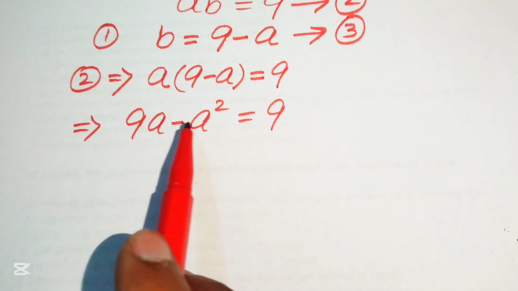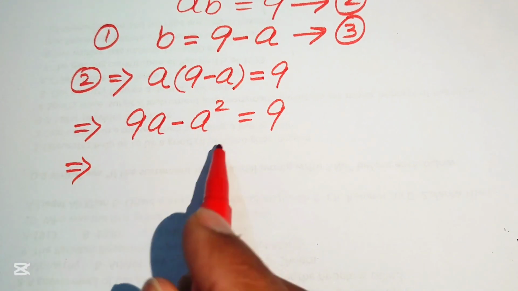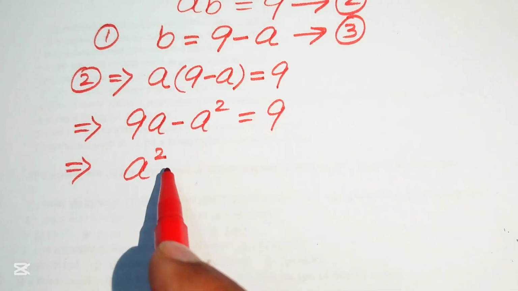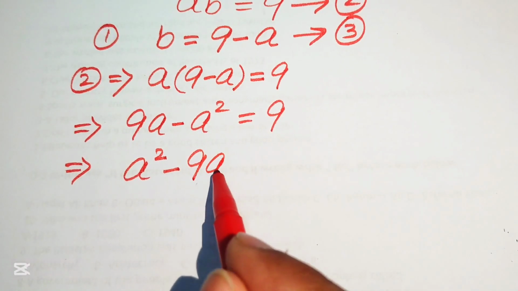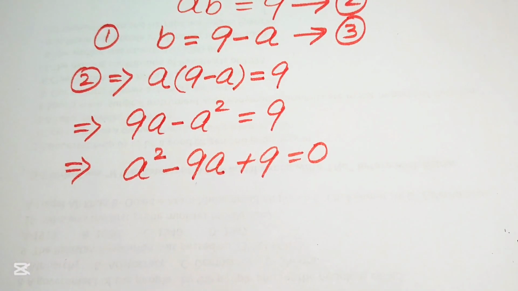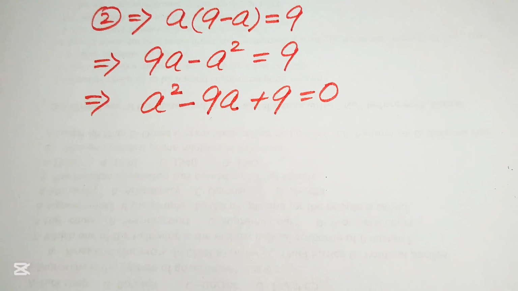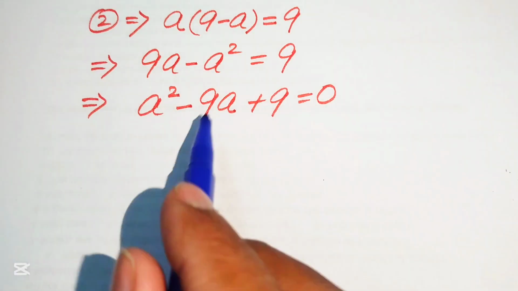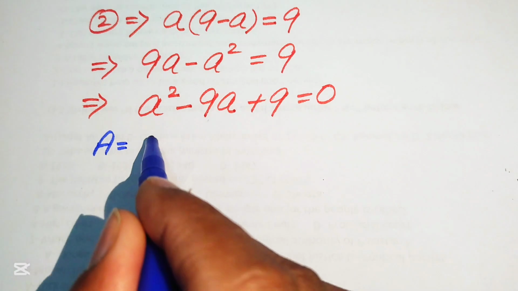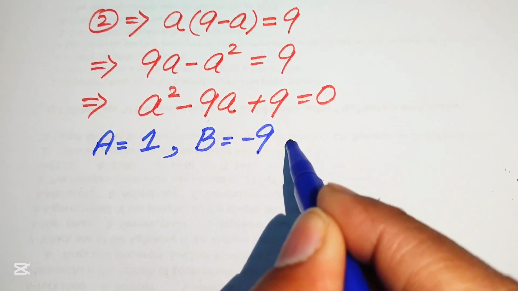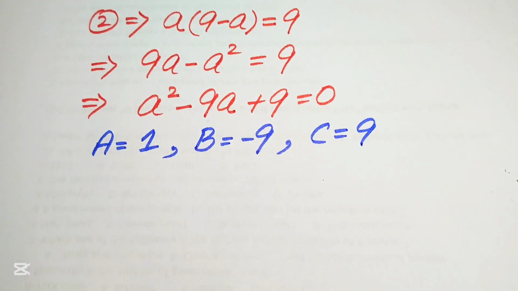For this we need to move these two values to the right hand side. So you see that this is minus a square. When we move it to the right hand side it becomes plus a square. This is plus 9a, it becomes minus 9a, and this is plus 9 equals 0. So further you see here this equation becomes a quadratic in standard form, and now we need to write the coefficients of this equation. Its coefficients are capital A equals 1, capital B equals minus 9 and capital C equals plus 9.